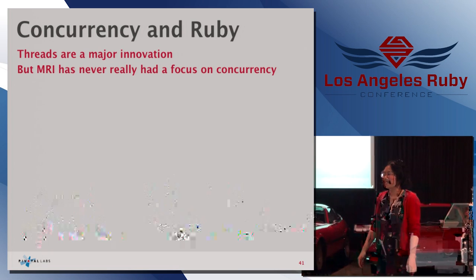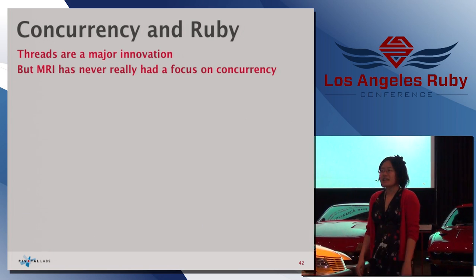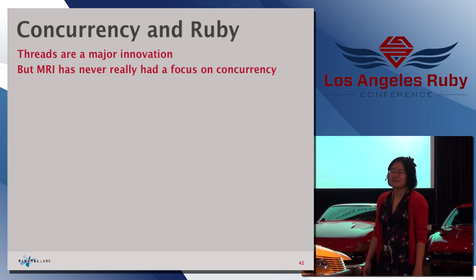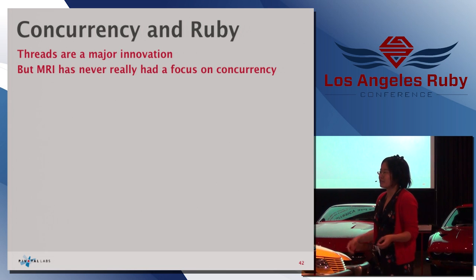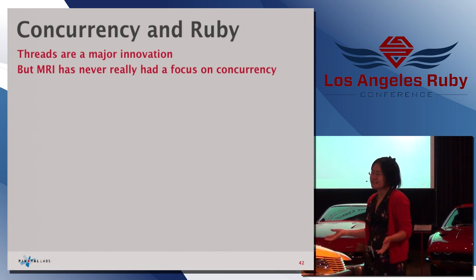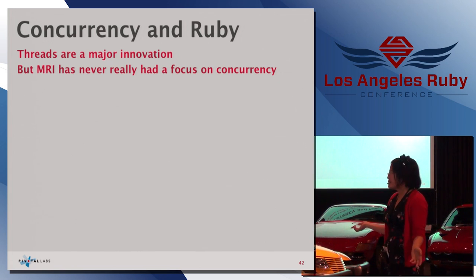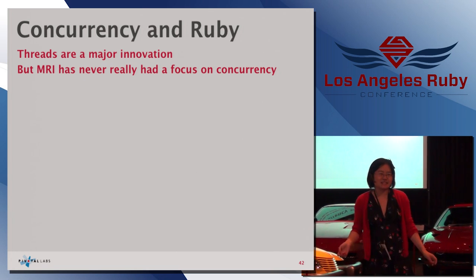So threads are actually a major innovation in the history of computing. They've been around for maybe about 30 years, and they're really important for concurrent programming, and the fact that MRI doesn't have it should really be a cause for concern, and I'm sure that in the future, maybe people will all move to JRuby because they like concurrency. Who knows?